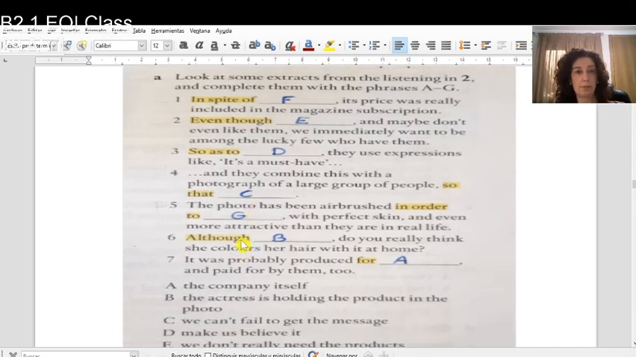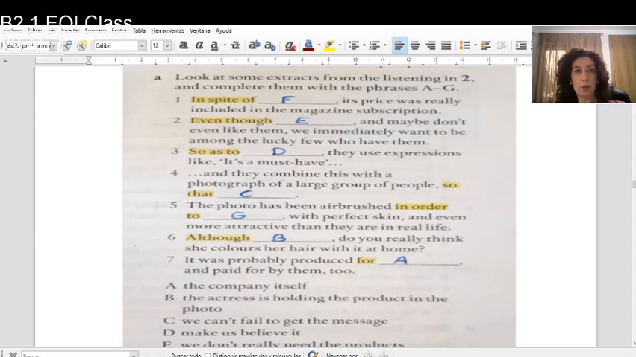Five. The photo has been airbrushed in order to make the model look even slimmer, with the perfect skin and even more attractive than they are in real life. Six. Although the actress is holding the product in the photo, do you really think she colors her hair with it at home? 7. It was probably produced for the company itself. 8. Paid for by them, too.